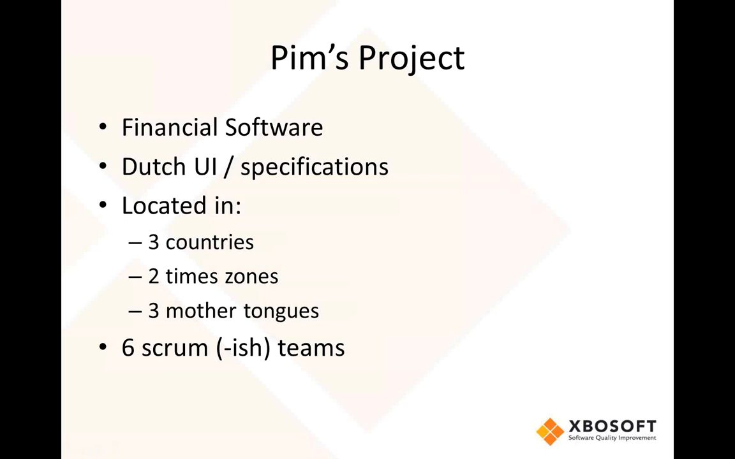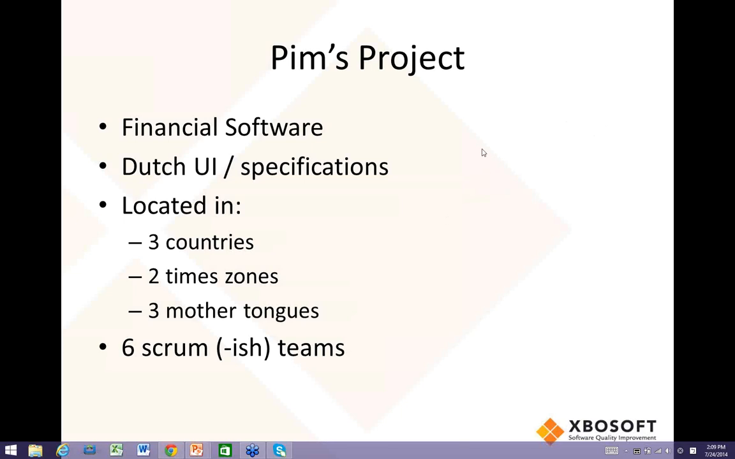The members of the different Scrum teams are located in 3 different countries, 2 time zones, and speak 3 mother tongues. None of the teams have English as their mother tongue. And we work in 6 different Scrumish teams, Scrum-like teams. And I believe you mentioned that even in the Netherlands, the teams are not all located in the same location. Yeah, we have 2 different offices in the Netherlands, so the same tools that we use to work together remotely are also used by the colleagues in the 2 different offices in the Netherlands itself.